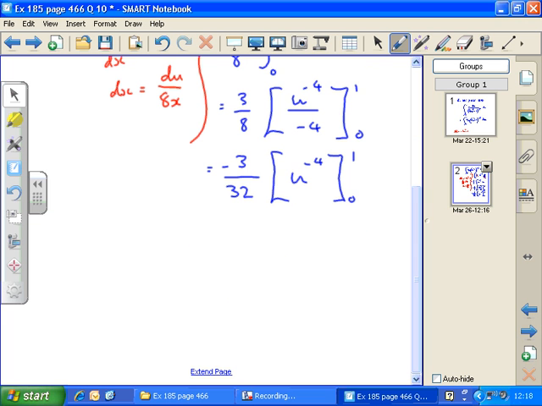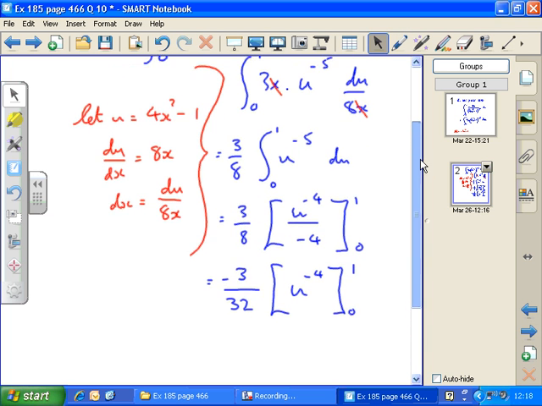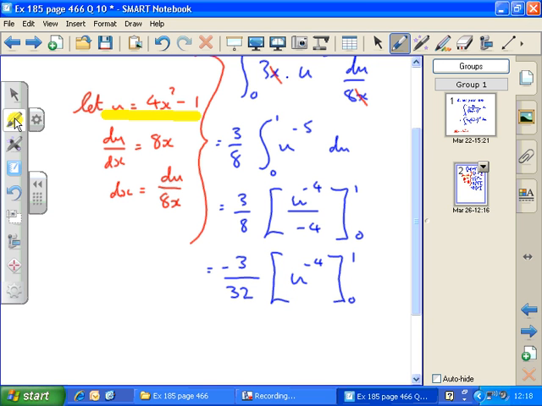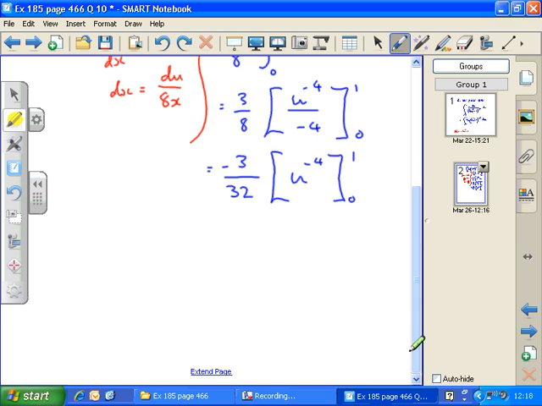Now I've got two routes I could follow. I could change the limits to those with respect to u by thinking about what u is. u equals 4x squared minus 1 here, and then working out what u is when x equals 0 and x equals 1, and then putting those limits in. Or I can replace u with what we've set u to be, 4x squared minus 1, and put in the limits directly. So using the latter method, this equals minus 3 over 32.